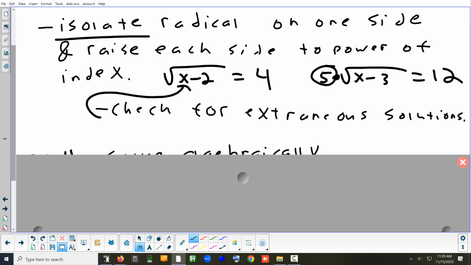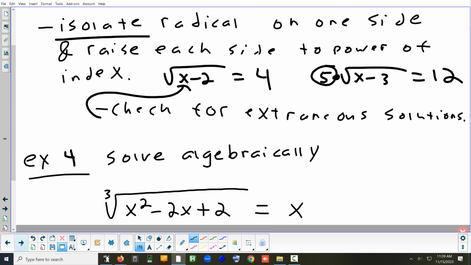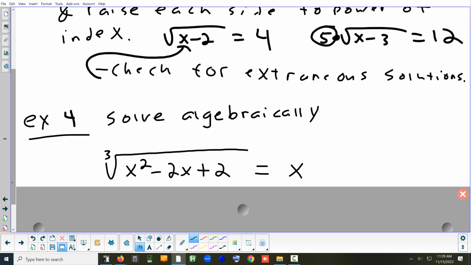That's pretty much it. We'll just try a few examples. I think I'm going to switch example 1 though. Nope, actually I'm not. We're going to do that one. Example 4.